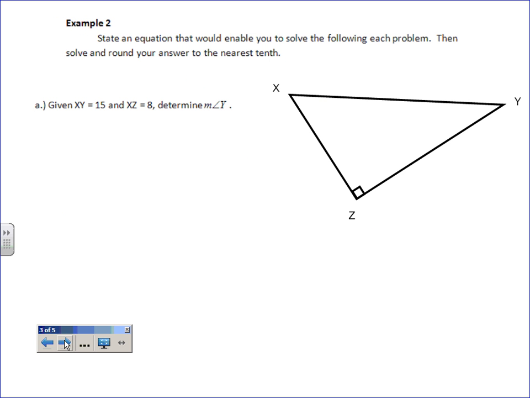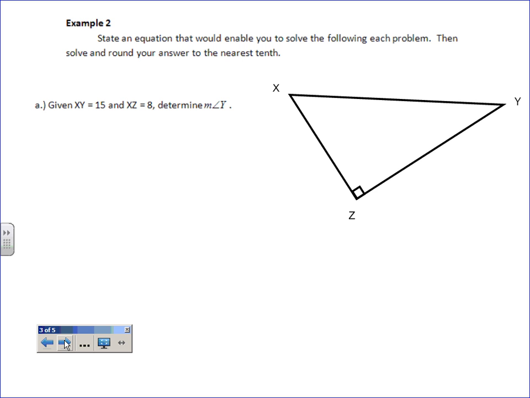All right. Now here it says to state an equation that would enable you to solve the following problem. Then solve and round your answers to the nearest tenth. Well, let's try and figure out an equation first, then we'll worry about solving it. We do have a right triangle over there. That's important. That means we've got Pythagorean theorem, and we also have SOHCAHTOA. Those are two things we've got.